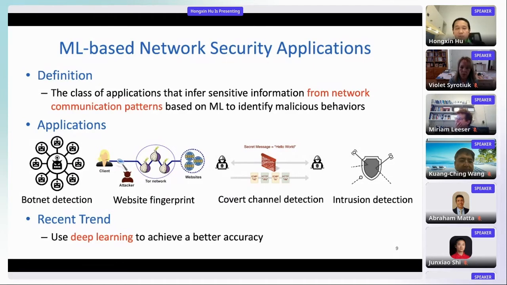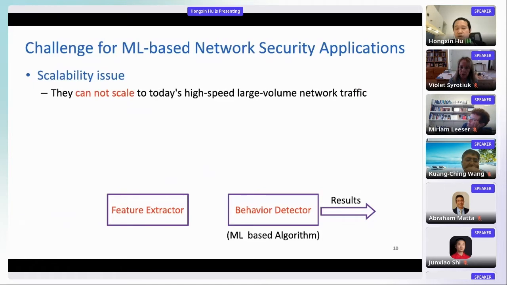The third system we are building tries to address machine learning based security applications, especially deep learning based network security applications. Right now machine learning has been widely used for network security applications, including botnet detection, website fingerprinting, covert channel detection, and intrusion detection. Recently, deep learning has been widely used to build those systems. When we use machine learning and deep learning, there are two components in the system: one we call the feature extractor, and the other the behavior detector.